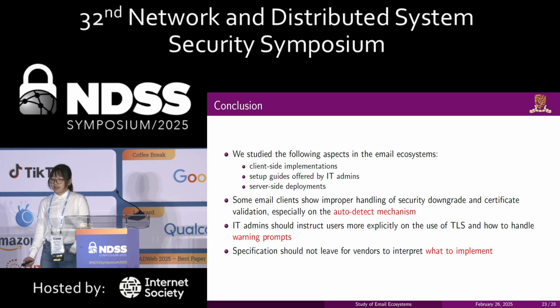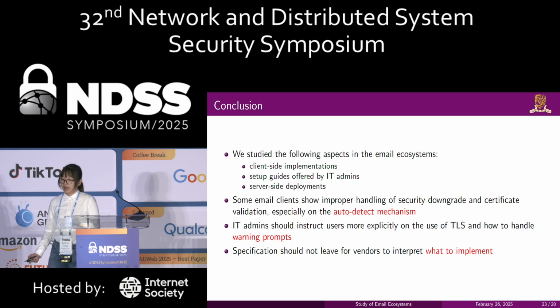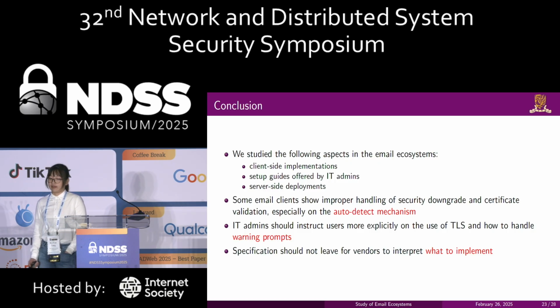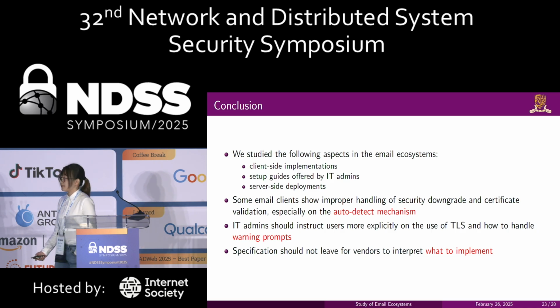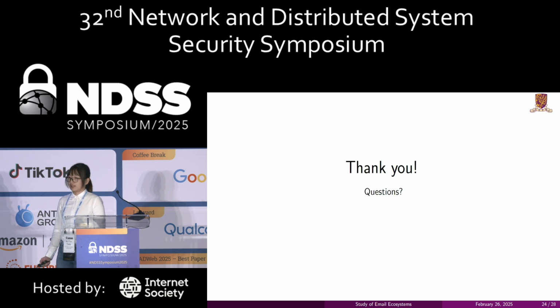We see that some email clients actually show improper handling of security downgrades and certificate validation, especially on the auto-detect mechanisms. And IT admins should explicitly tell users how to concretely check and configure the email clients more precisely. And with some specifications that are ambiguous, they should not leave the vendors to interpret what to implement in the email clients. So thank you for listening. I'm happy to answer any questions.